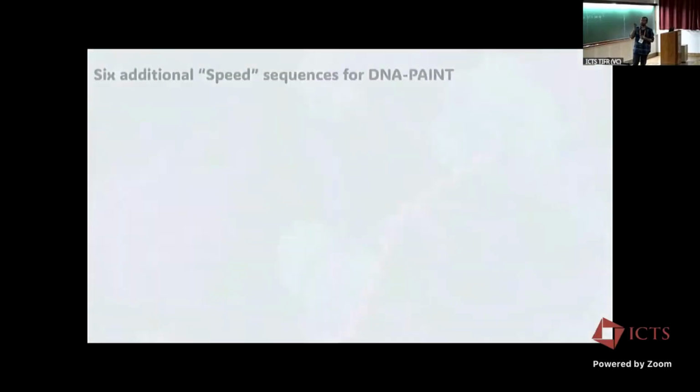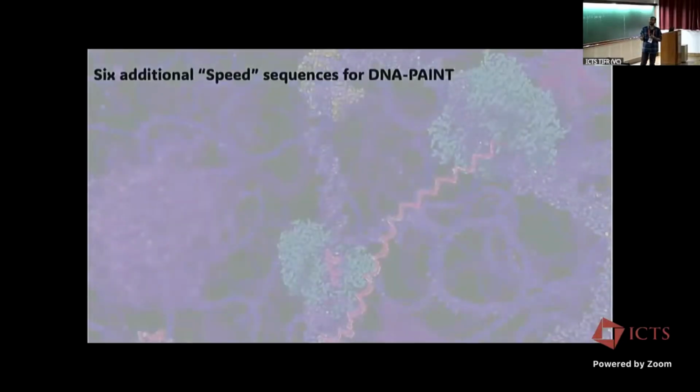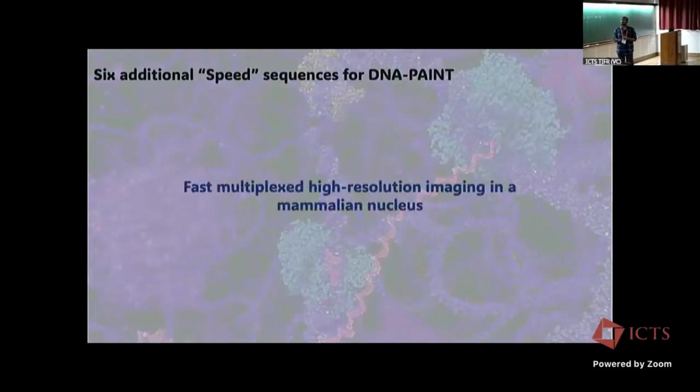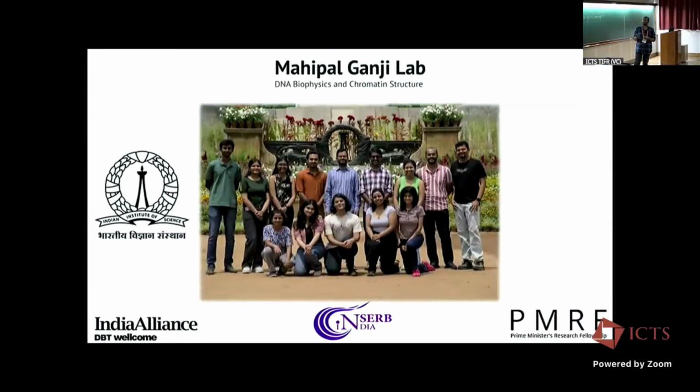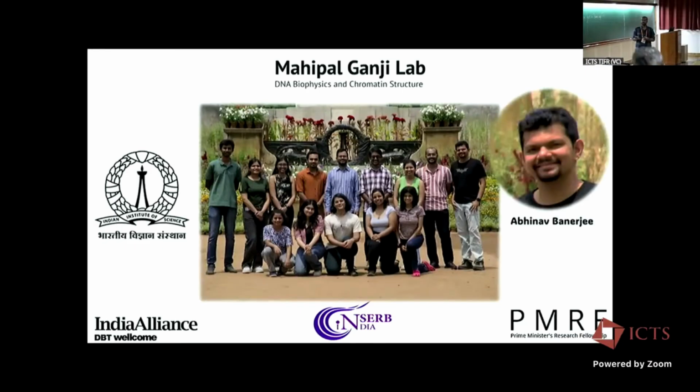So the key takeaway from this data is that we now have 6 additional fast DNA-protein sequences, allowing us to image not just 6, but now 12 different targets. We have a way to perform fast multiplexed imaging in a mammalian nucleus, and now we have a comprehensive analysis pipeline which can make sense of all these multi-localization data sets to obtain high density maps of spatial data. So I would like to end by thanking Mahipal's lab and also Abhinav, who has done a lot of work with the analysis for this.